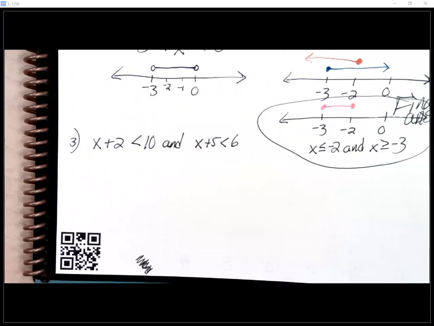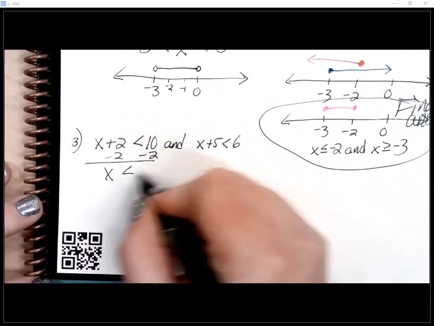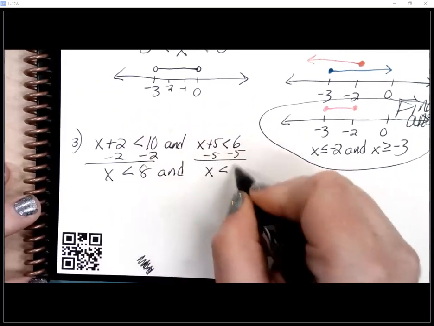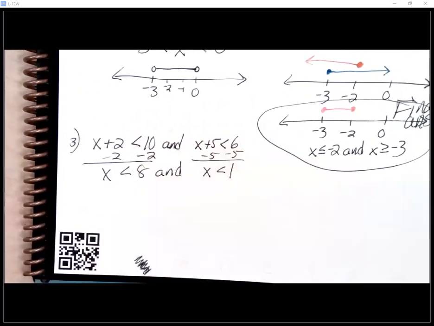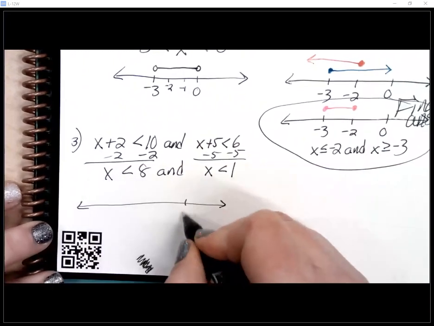I'm going to start off the same way. I'm going to solve it like I always do. Minus the 2, and minus 5, x is less than 1. So if we stop and think about this, before I even look at the graphs, I need a number that's less than 8 and less than 1. Give me an example of a number that does both of those things. 0, sure, right? Could I say something like 6? No, because it doesn't work for both. So if I look at the graphs, let me just get myself set up here.